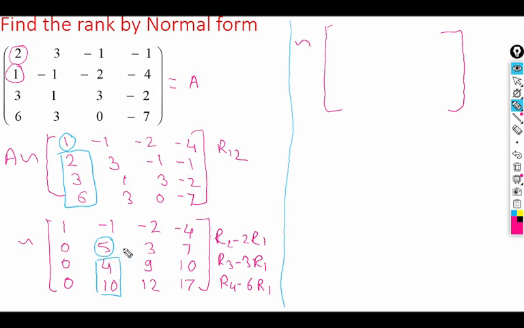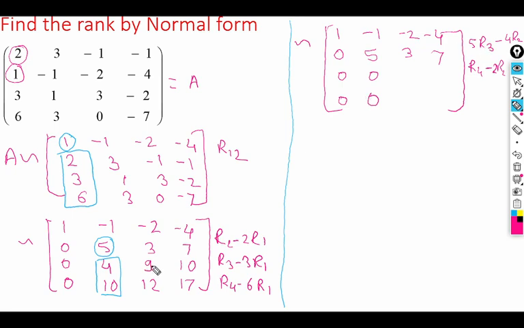So 5R3 minus 4R2. And lastly, R4 minus 2R2. That way. So the first row as it is, 1, minus 2, minus 4. Next row, yes, these 3 zeros we want only. Second row there is no change, 5, 3, 7. These 2 zeros we want, because of that only we did this.